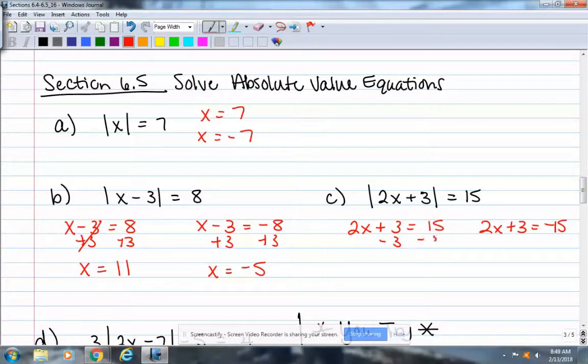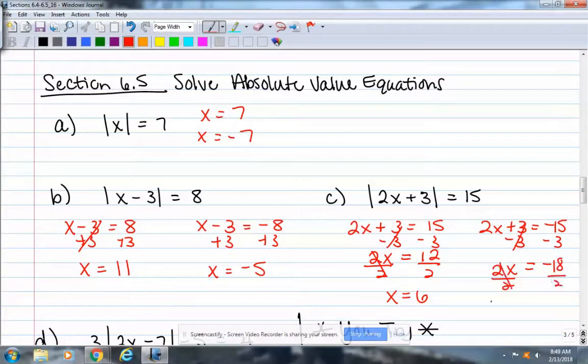Subtract 3. So 2x equals 12. And then divide by 2. And x equals what? 6. Check the other side. And y'all are going to do the same mathematical operations. You're just going to have something different over on the left. What's negative 15 minus 3? Divide by 2. X equals what? Negative 9. So x could equal 6, or x could equal negative 9 to make the absolute value equal to 15. Does this make sense to everybody?